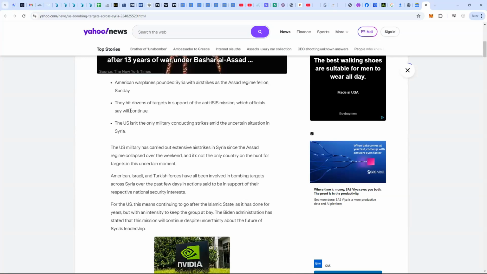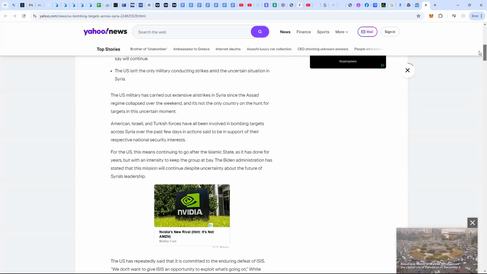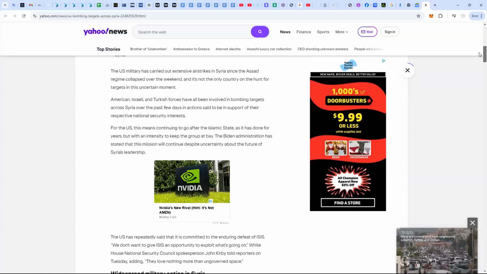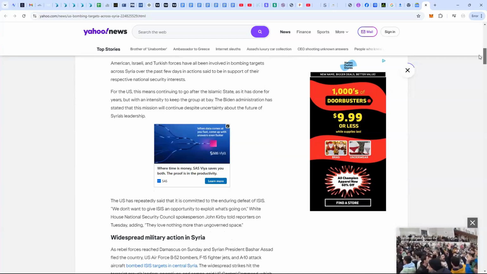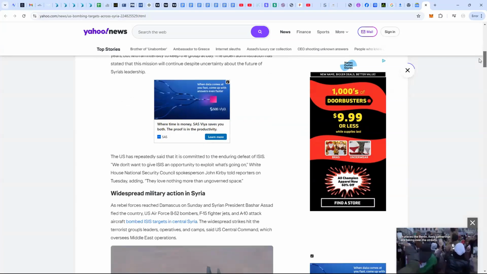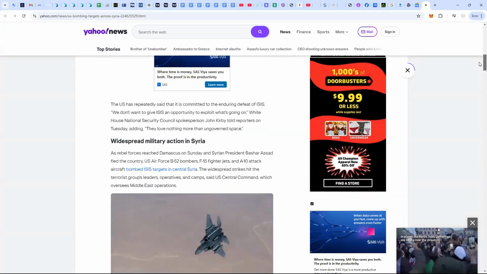Warplanes pounded Syria. They hit dozens of targets in support of the anti-ISIS mission, which officials say will continue. So we're going to continue striking them. So we probably spent billions and billions of dollars on these bombs when you start dropping these things. People were mad because we were giving $100 million or $1 billion to Ukraine, and we just dropped all these $1 billion bombs.